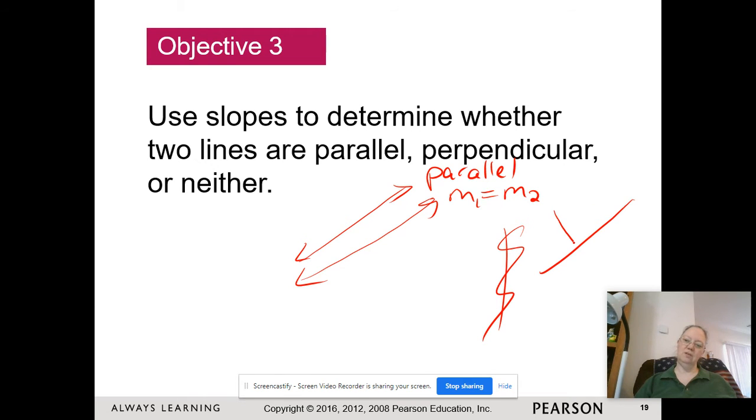On the other hand, let's see if I can draw two perpendicular lines. Notice they do not tilt in the same way. They actually tilt in opposite directions. In fact, the slope is completely opposite. So the slope of the first one is actually the negative reciprocal of the slope of the second one. They're opposites in two different ways. They have opposite sign and they're reciprocals.